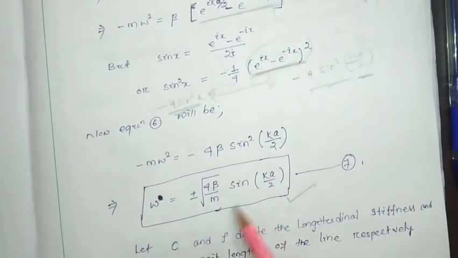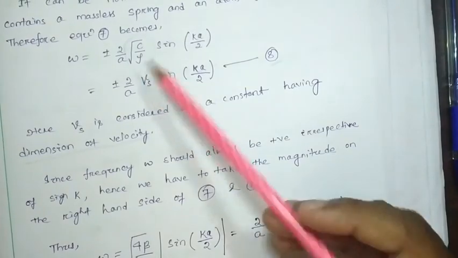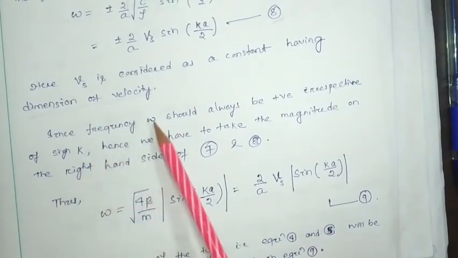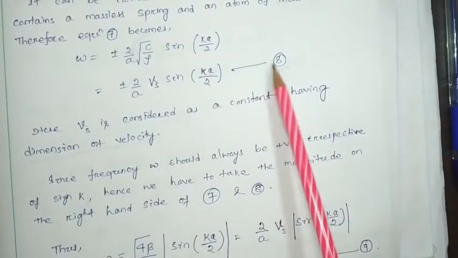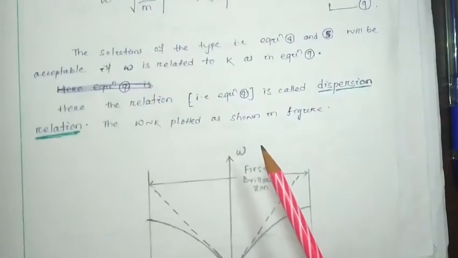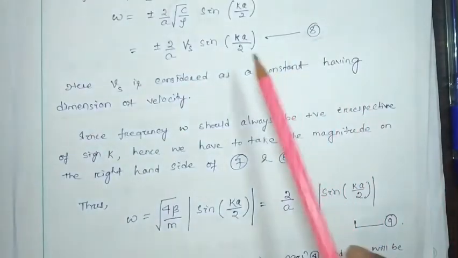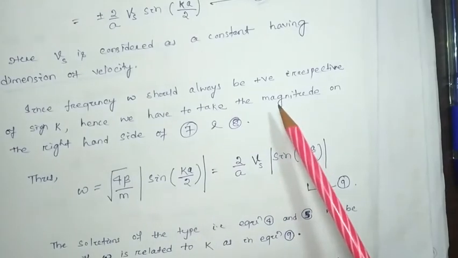So this is the frequency in the form of beta and m, and this is the frequency in the form of stiffness and mass per unit length, which has the dimension of velocity. As omega should always be positive, the right side of equation number 7 and the right side of equation number 8 should be taken in magnitude form.